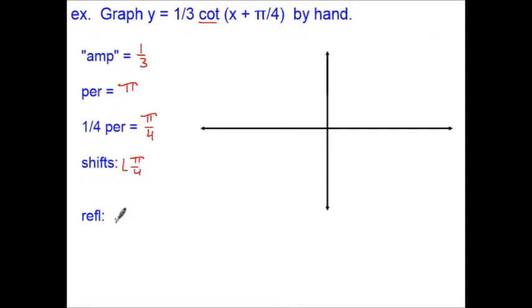And then reflections, fortunately none of those to worry about on this particular one, so there you go. Okay, so again, we'll set up our vertical, horizontal sort of deal. Alright, so again, nothing vertical, and then I've got a 1/3.